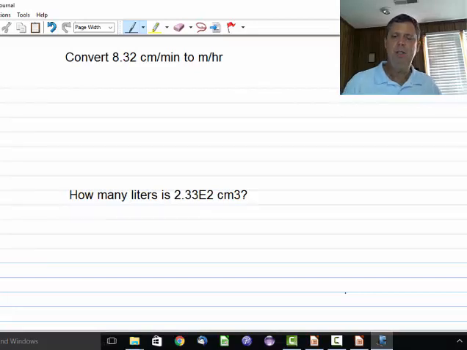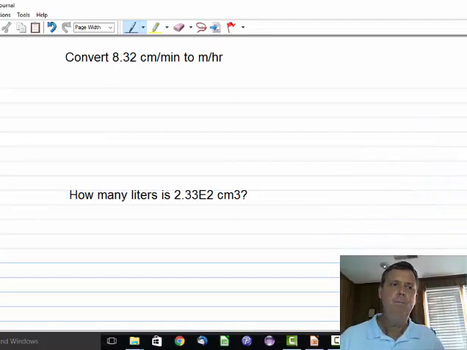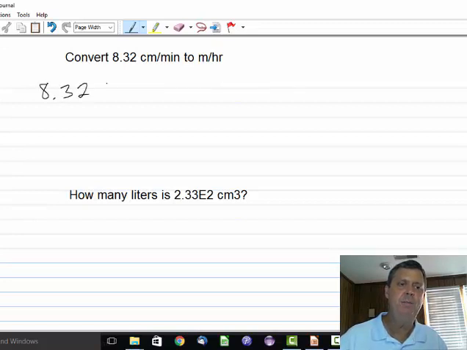And here, I think last two examples. When doing conversions, it's not always on the bottom where you put your conversion factor or your units that you're trying to cancel out.